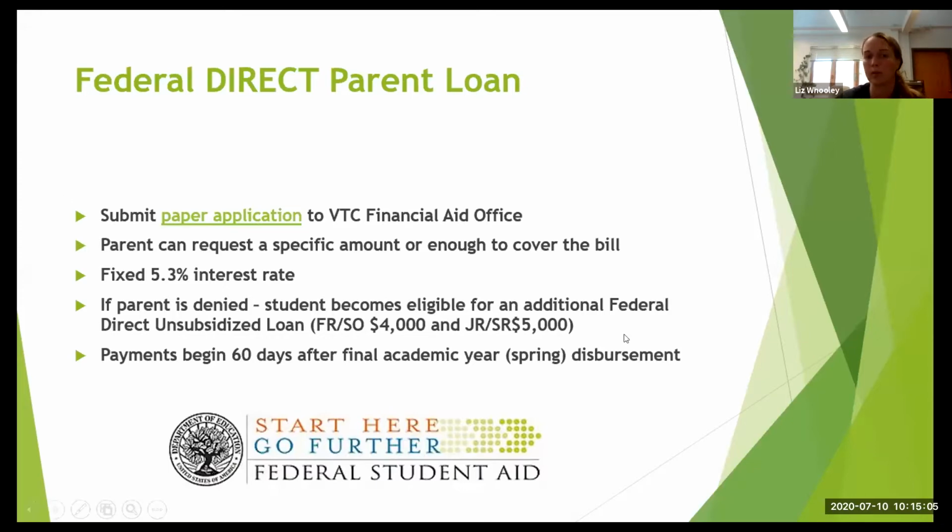And then another thing with the parent loan, if a parent applies and they get denied, that would then make the student eligible for an additional unsubsidized loan. So freshman, sophomore years, it's $4,000, but if you're a junior or senior, it's $5,000 for the additional unsub loan. But a parent does have to be denied in order for you to be eligible for that additional unsubsidized loan. And then payments on the Parent Plus loan begin 60 days after the final academic year disbursement. So that's after the spring disbursement.